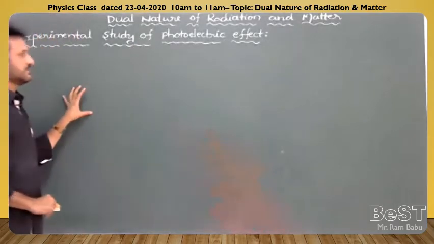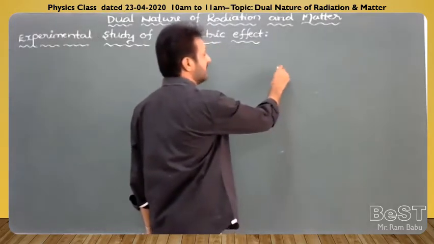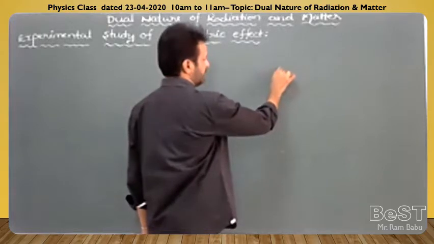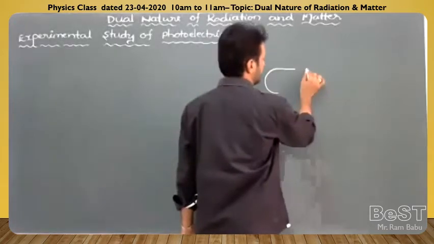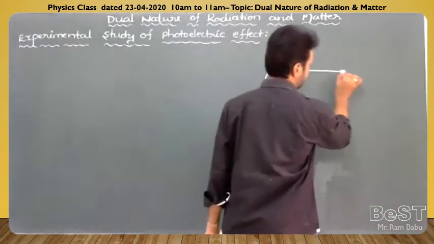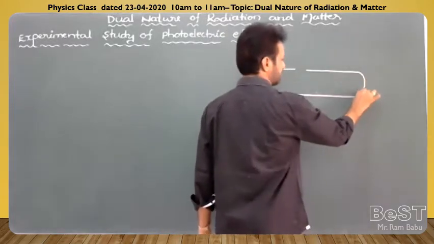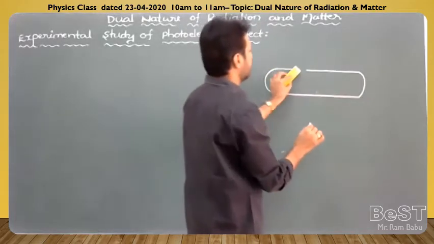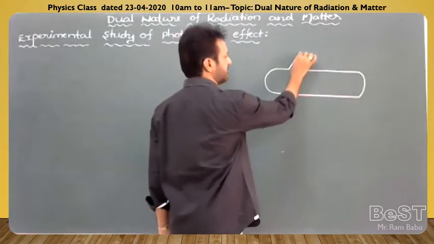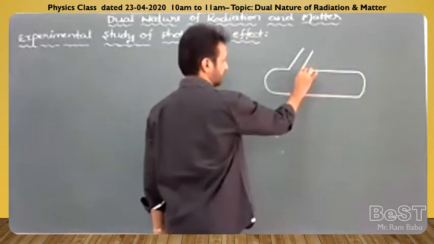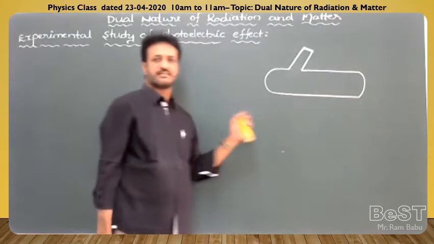Now for this I'll draw a simple diagram of the experimental setup. In this setup there will be one evacuated glass tube, completely vacuum inside, and on the side there is a window. We are providing a side window to this glass tube. Generally this side window may be made of glass or quartz.